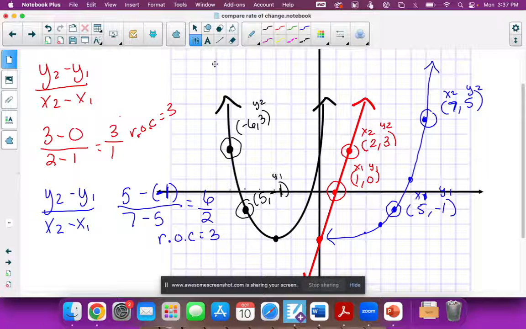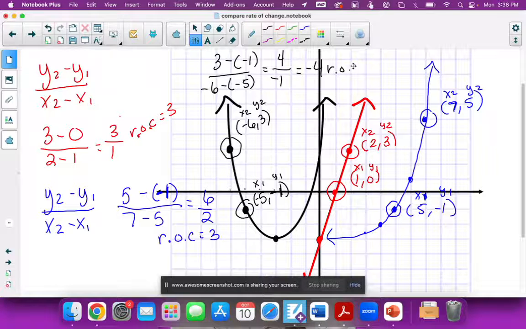So y2 minus y1, 3 minus negative 1, and then x2 minus x1, and that's negative 5 minus negative 6. So 3 minus negative 1 is 4. Negative 5 minus negative 6 is 1. We do need to simplify that. That's going to be 4. So that has a rate of change from those 2 points of 4. Again, this is how we do this from a graph specifically.